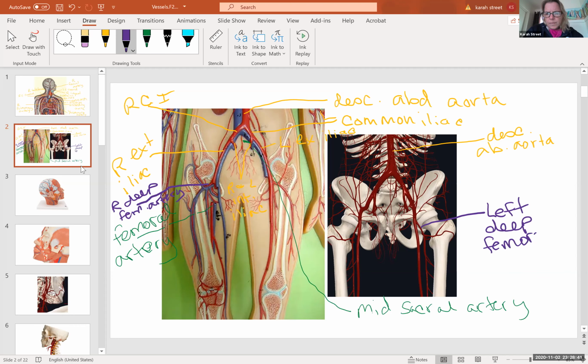femoral artery. And then here is the left femoral artery.